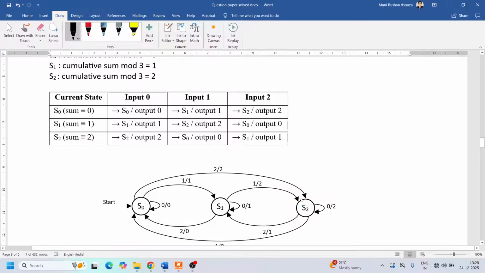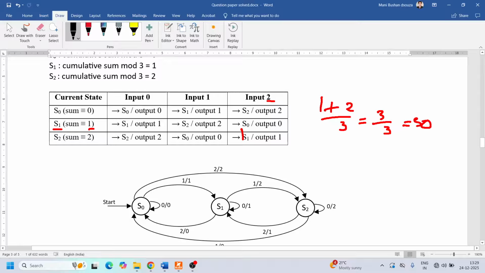Now let's look at the next option. For S1, remember the sum is 1 here, 1 plus 2 is 3. 1 plus 2 divided by 3, 3 by 3, 3 goes one time, and the remainder is 0.